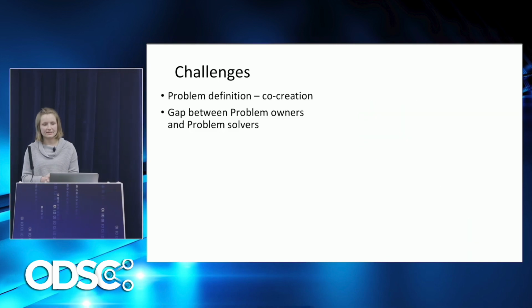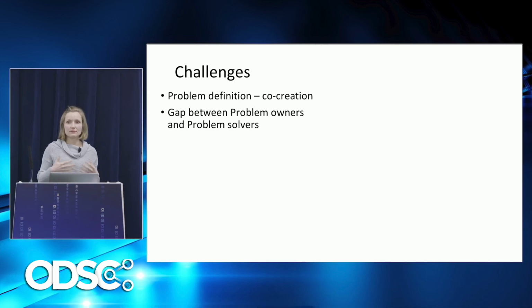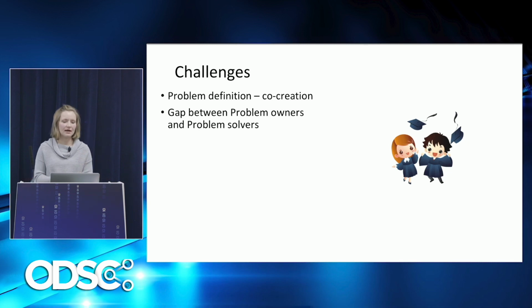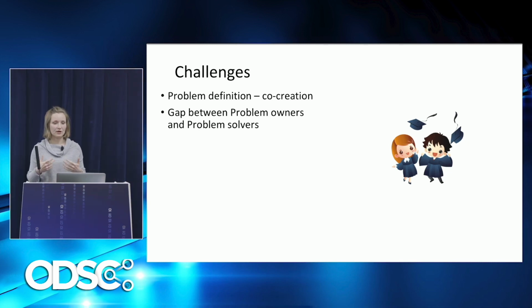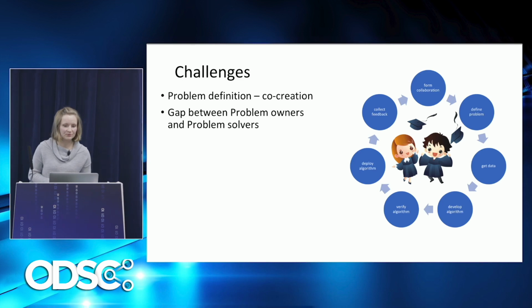The next challenge is the gap between problem owners and problem solvers, and also we can call it a very hard entry into the field. So if you have an average postgrad student who would like to devote his or her spare time to AI for social good, it can be quite problematic because they need to find a collaborator in the field. They need to define the problem, and we already see how problematic it can be.